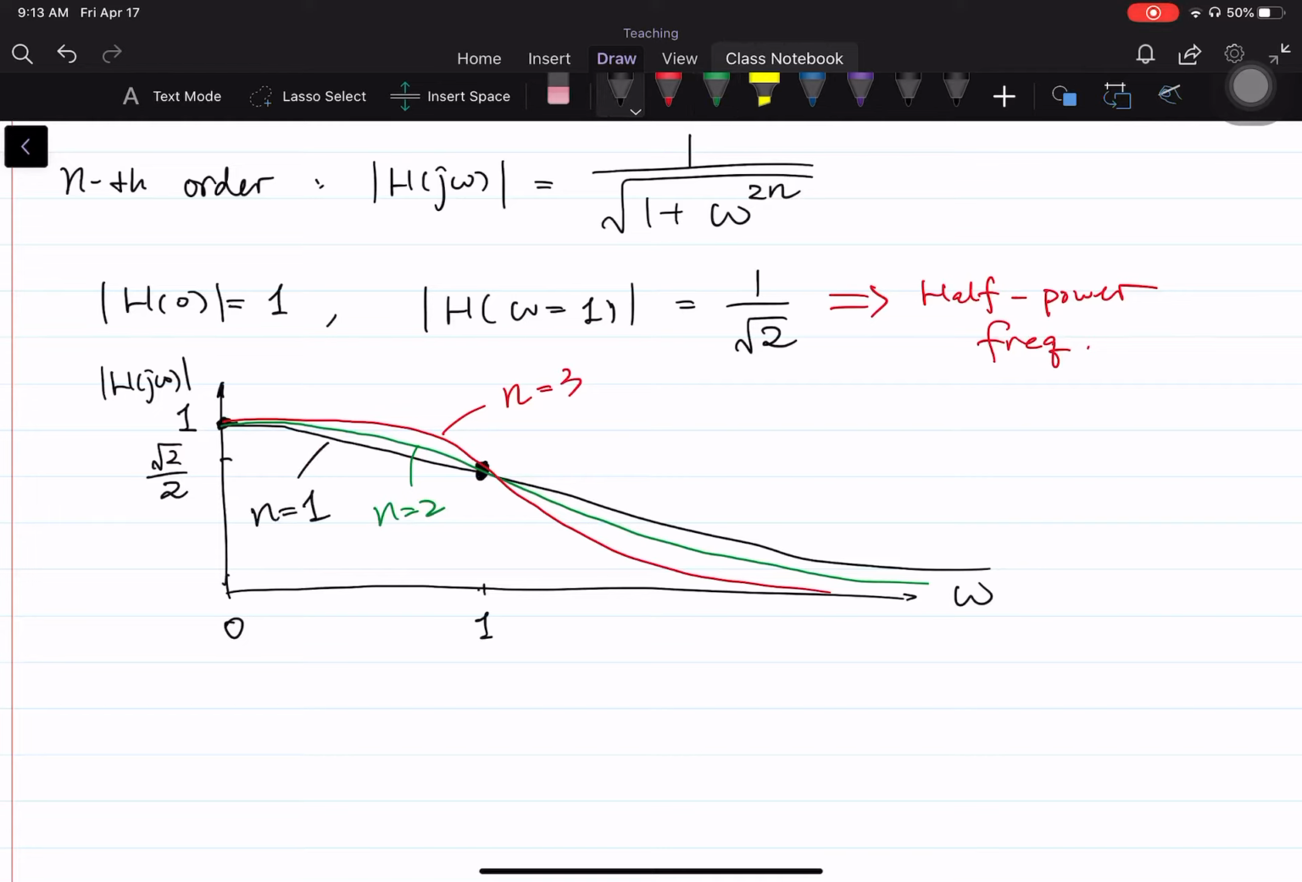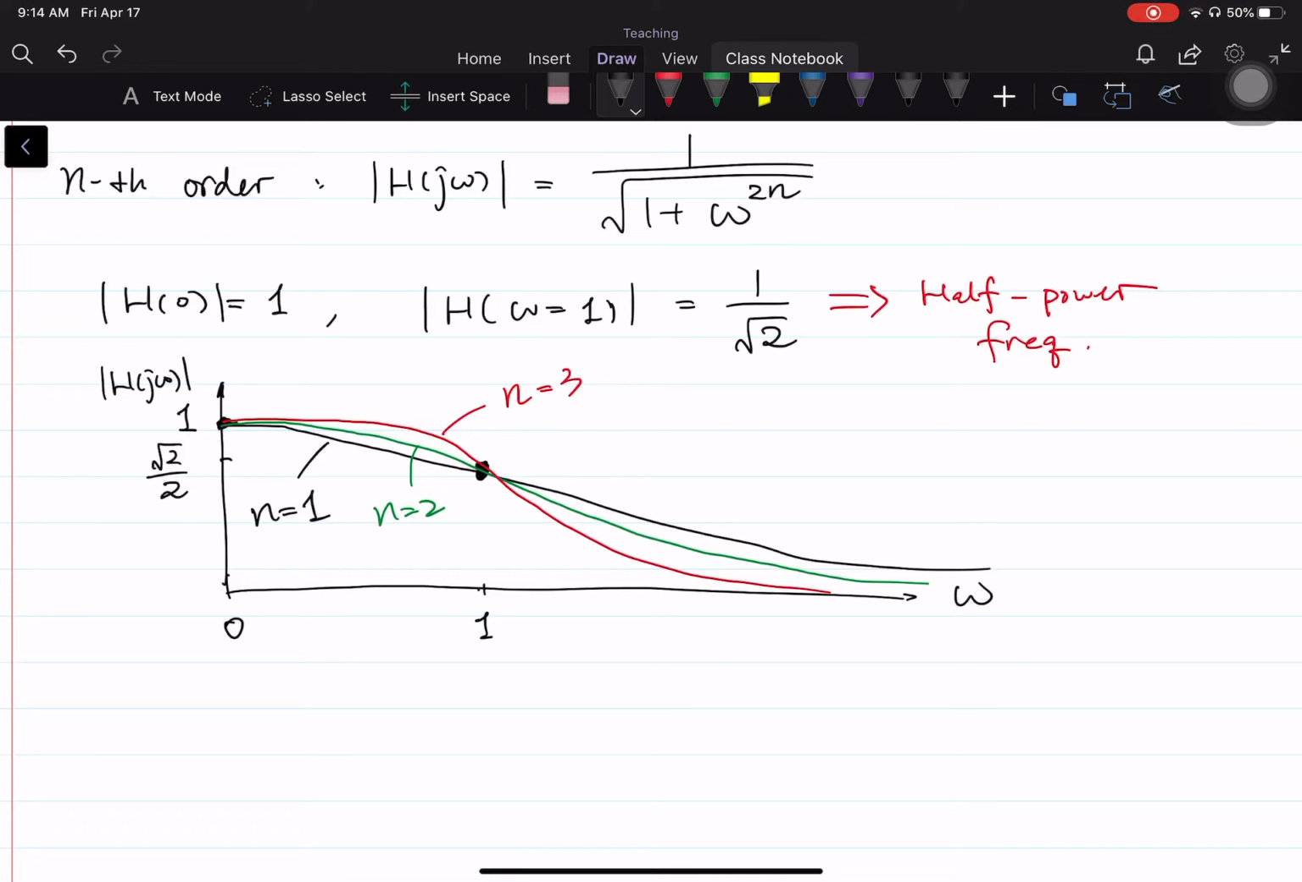The higher order you have, although they pass through these 2 points perfectly, higher order will lead to a flatter behavior in the low frequency range before the half power frequency and a sharper drop around the half power frequency. Meaning if you can choose a higher n, the higher order Butterworth filter will approach the appearance of an ideal low pass filter better. However, as we mentioned, higher order of a filter indicates that it's going to require more resources.